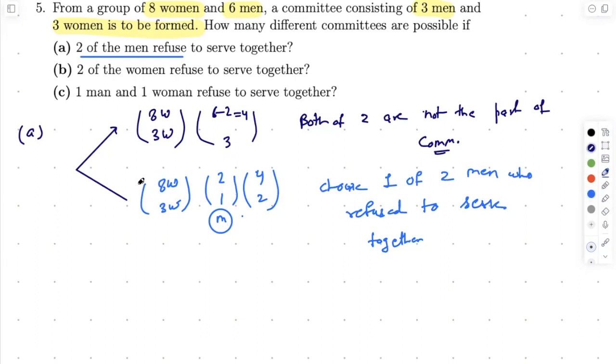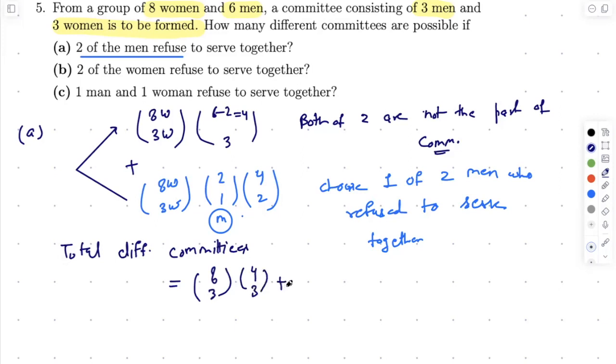So what is the total possible ways there? For the total possible ways, either the first possibility is there or the second possibility is there. So the total different committees is going to be the sum of these two: 8C3 times 4C3, plus 8C3 times 2C1 times 4C2. Is there any doubt? This is the first case you had.